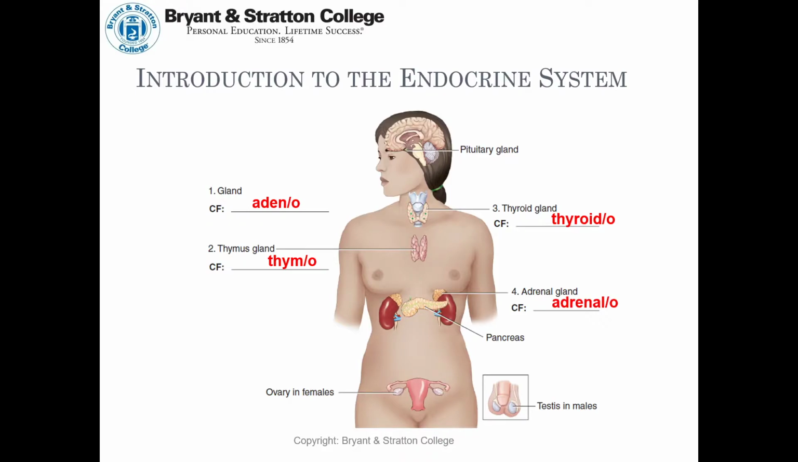The adrenal glands. These are bilateral. They sit on top of each kidney. Because of that, they can actually sometimes be called suprarenal glands. So if you break that word down, supra means above, renal is applicable to the kidney. So suprarenal means above the kidney. But normally they're only referred to as adrenal glands. We would use adrenal/o.